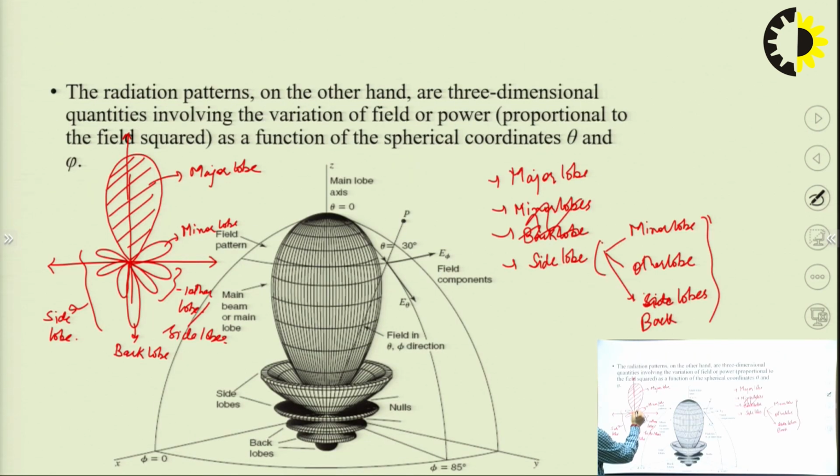And the area where no radiation is produced, these are known as the nulls. Clear?